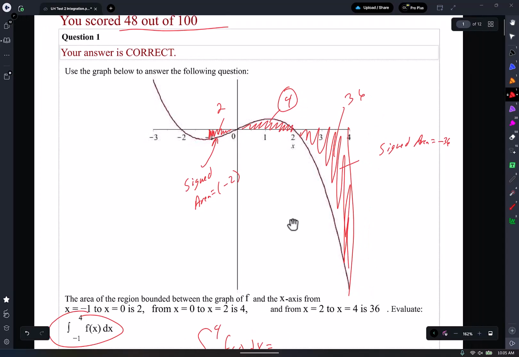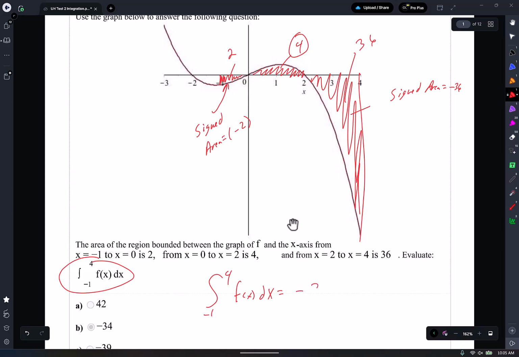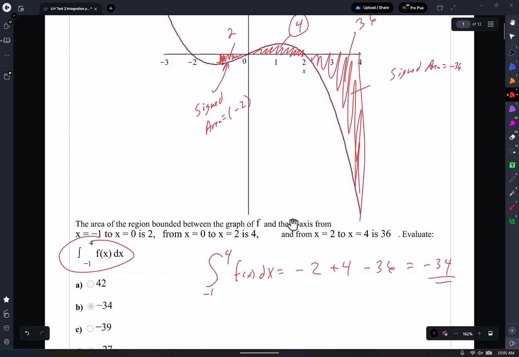Does that make sense to you guys? All right, so I'm just going to go -2 because it wants to go from -1 all the way to 4. -2 plus 4 minus 36. So let's see, -38 plus 4, that's going to be -34. And there it is. That's the answer.